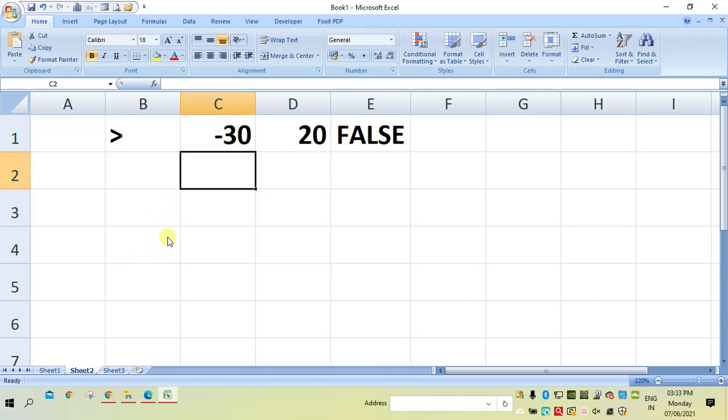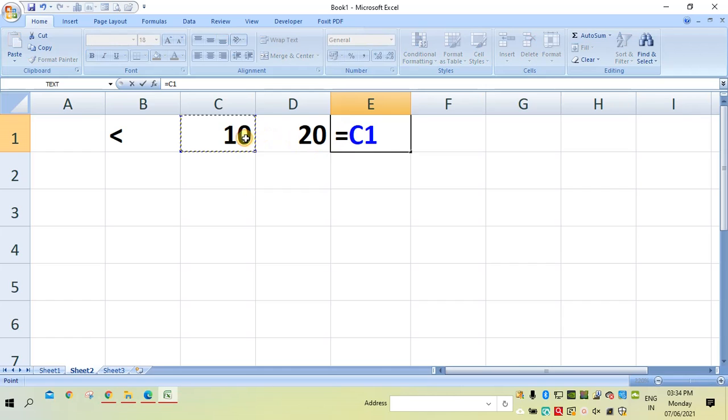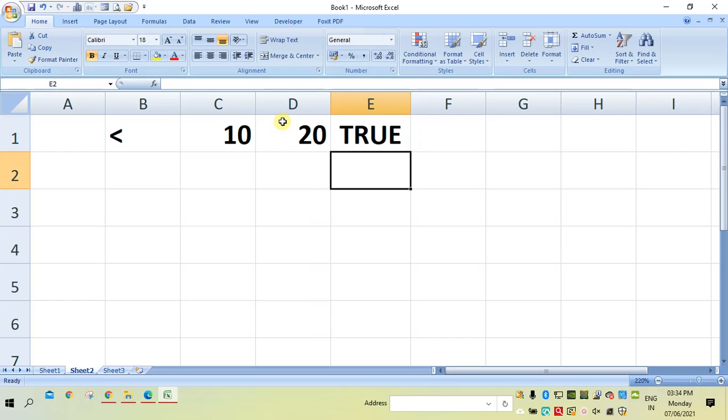This symbol is the smaller than symbol. This symbol is used to compare whether the number is smaller compared to another number or not. So now I want to compare this number with 20, saying that 10 is lesser than 20. Yes or no? Definitely it is yes. So therefore we may get a true. For example, here 10 is less than 20. Yes, true. Suppose I make it 20 and then I make it 10, then it will give you a false result.